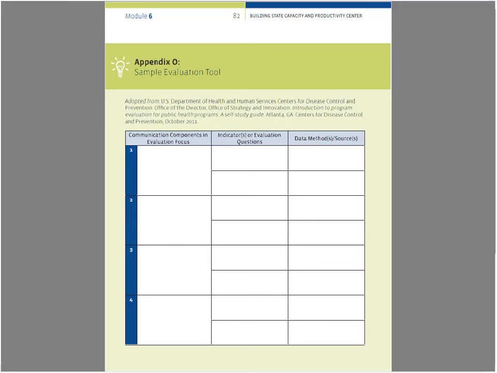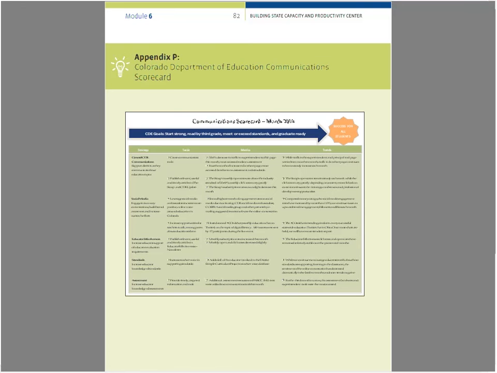Okay, and then page 84, and a couple of people called this out before and thought this was useful. This is taken from the Colorado Department of Education. I don't know if they still use it. It was collected in 2014, but I thought it was a really neat tool. It's a functional example of how they assess their communication efforts. If you look at the first page there, they're looking at strategy, tactic, metrics, and trends.